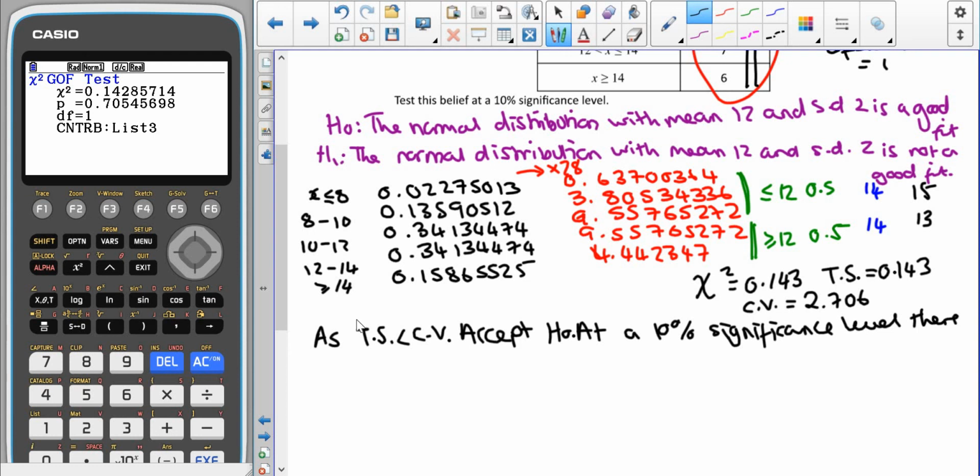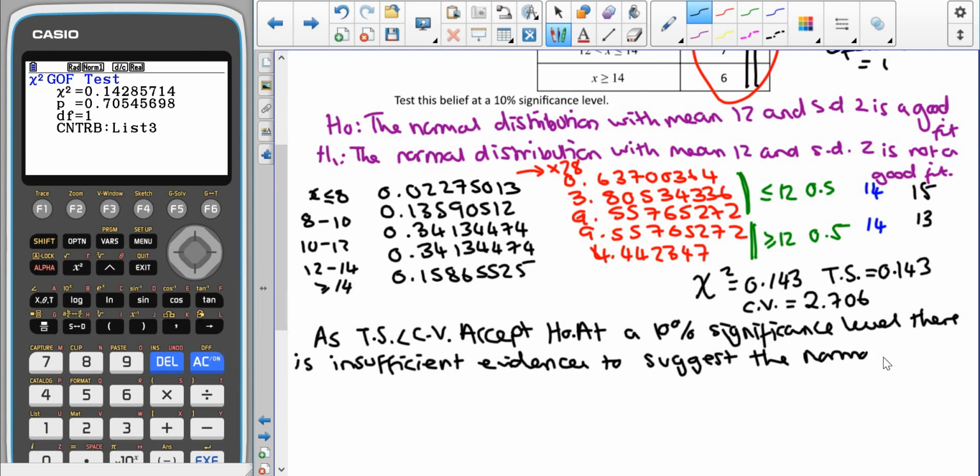There is insufficient evidence to suggest the normal model or distribution with mean 12 and standard deviation 2 is not a good fit.